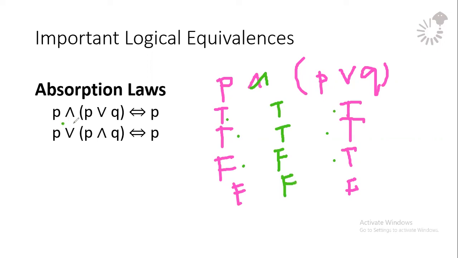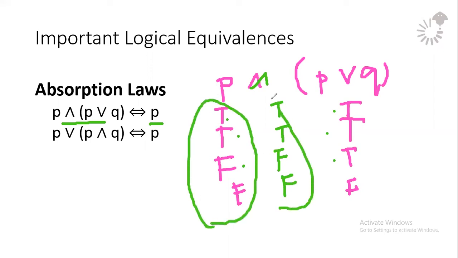Ito daw yung answer sa first one. Eh anong value ng P? Ito yung value ng P. True, true, false, false. Ito yung value ng first statement. True, true, false, false. Equal. Kita?